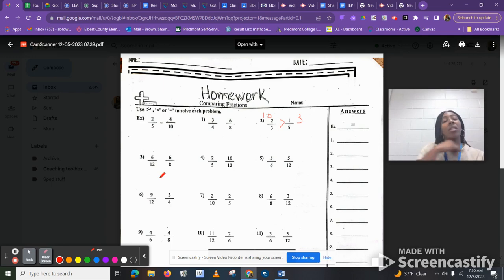Just going to do a few of these, and then you can try to do the rest of them on your own. So for this one, I could look at this and see that this is half. I could think about benchmarks. 6 is half of 12. Then I look over here, and this is 6/8, and I know that 4 would be half of 8. So this is 6, so that's more than half. That means this fraction would be bigger because this is only half, but this is greater than half, so this fraction is greater.